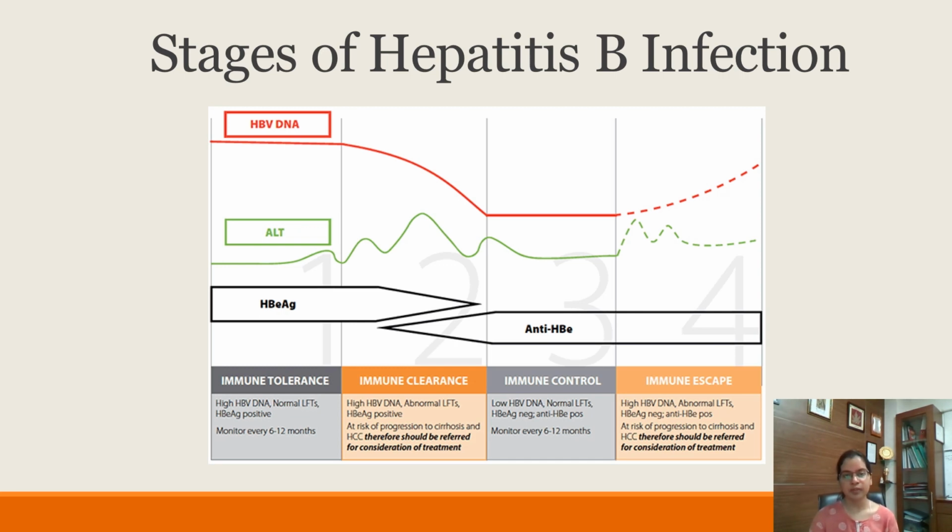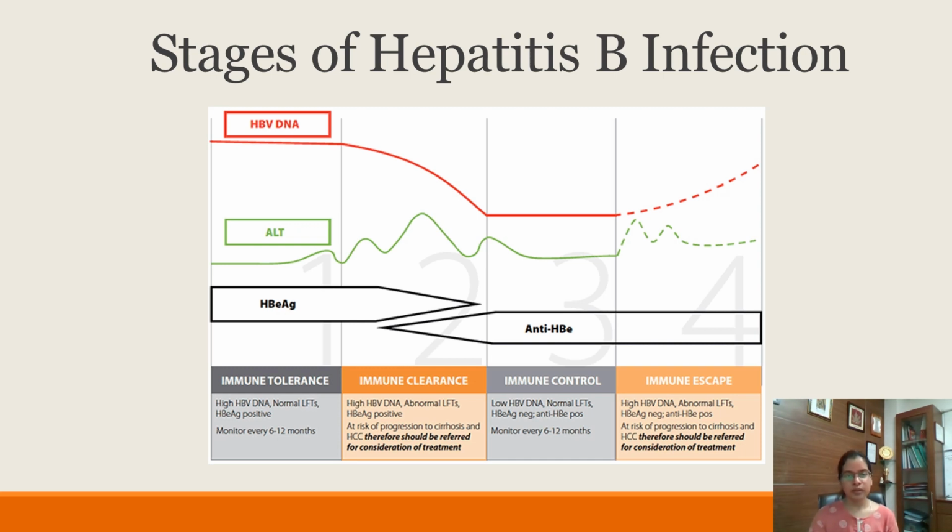Hepatitis B does not have a direct cytopathic effect on the hepatocytes. It is because of the immune response that there is clearance, with killing of the infected hepatocytes, which leads to necrosis of hepatocytes and abnormal LFTs. So in neonates, because of the high viral load and because immunity is not developed, the ALT values are normal and HBe antigen is positive. So we have to monitor every 6 to 12 months.